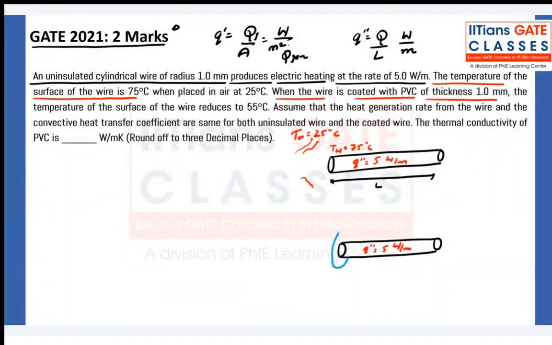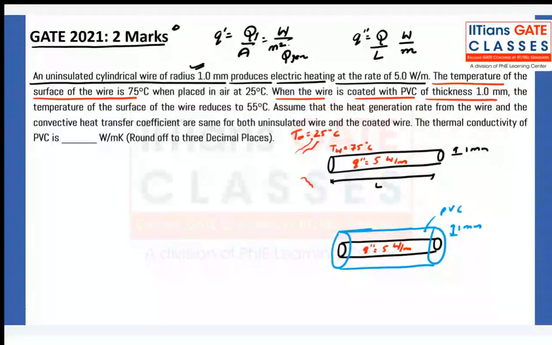PVC material, which is a kind of plastic. You see, you have PVC pipes. So now I have put an insulation here, a PVC pipe. Now when the wire is coated, this is your coating of PVC. The thickness of this is 1 millimeter. Also in the question they have given you that the radius of this wire is 1 millimeter. Here it is given.